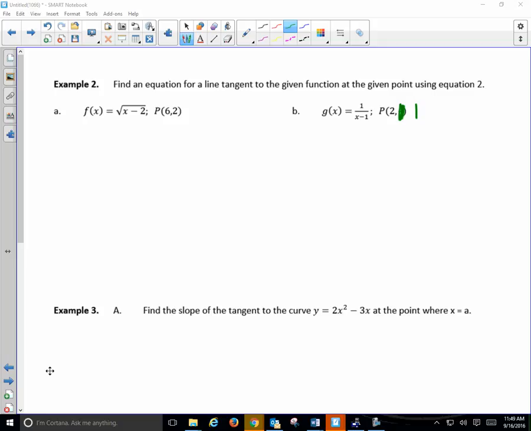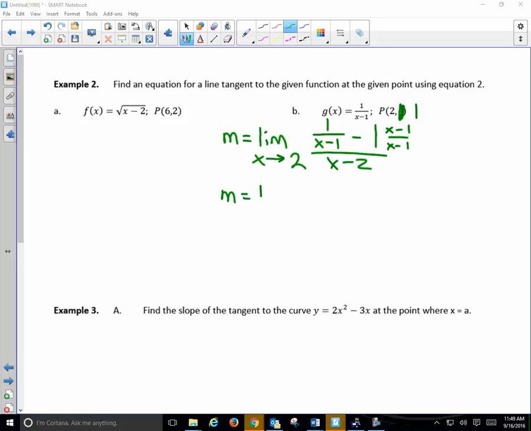Okay, so we want to find the slope. The slope is equal to the limit as x goes to 2 of 1 over x minus 1, minus 1, all over x minus 2. We have a complex fraction, correct? So I'm going to multiply top and bottom by x minus 1.